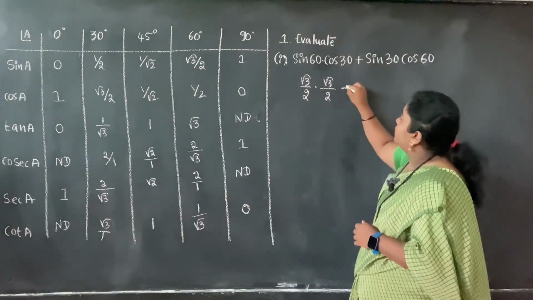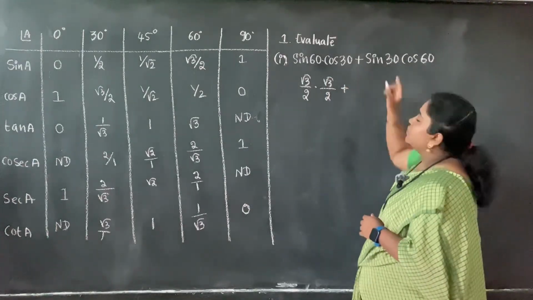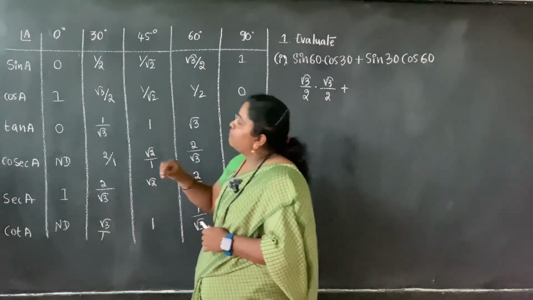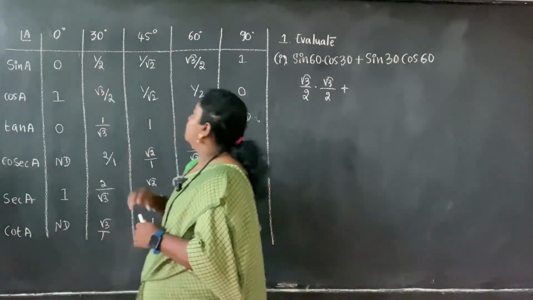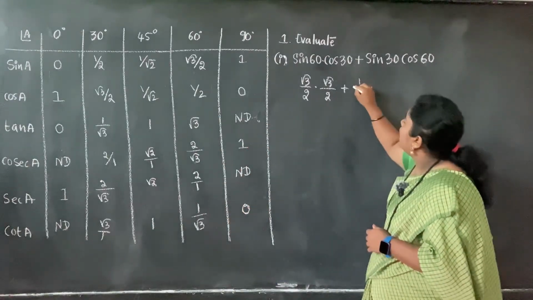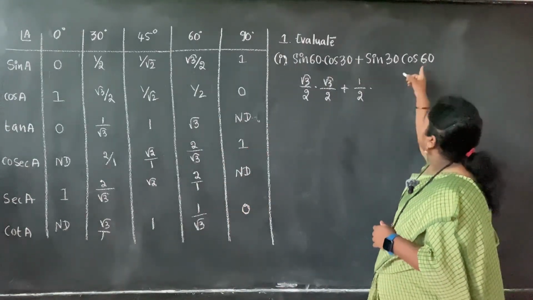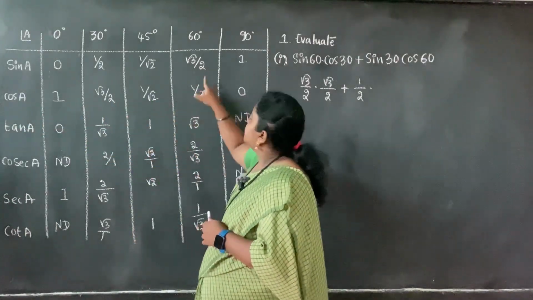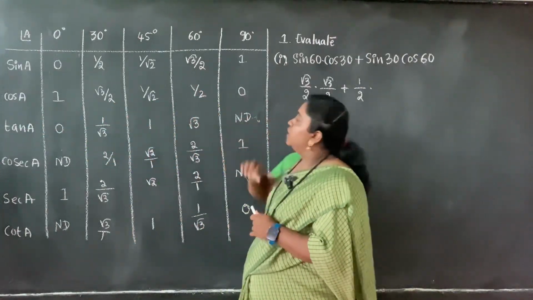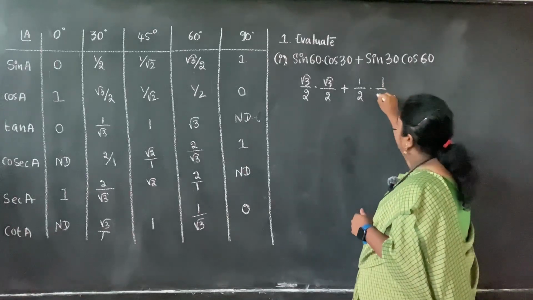Okay, in between we have plus sign. Now sine 30. What is sine 30 value, dears? Sine 30 degree is 1 by 2. So we have sine 30 is 1 by 2. I'll write here 1 by 2 into cos 60. Look at the cos values. Cos 60, I have 1 by 2 here. So I'll be writing cos 60 is 1 by 2.